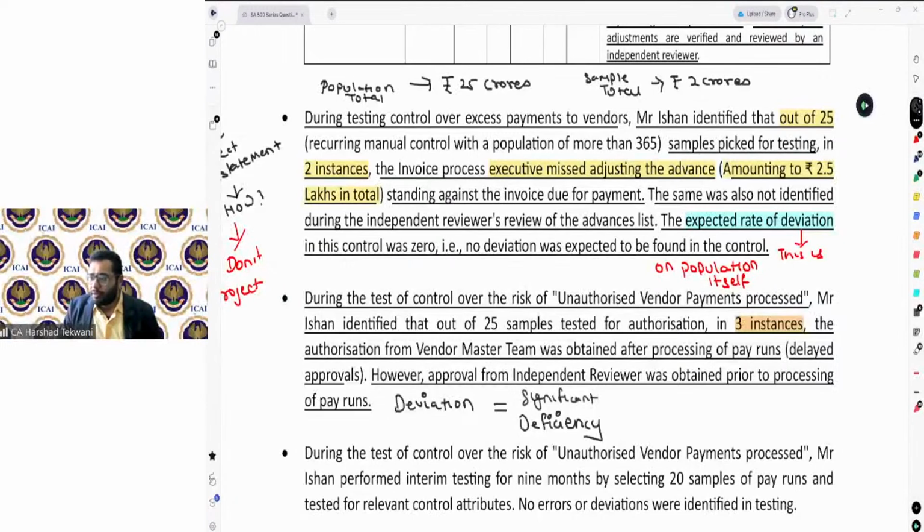Okay, good, Janvi. Good, Puriben. Come on, guys. Can I term this deviation as a significant deficiency?